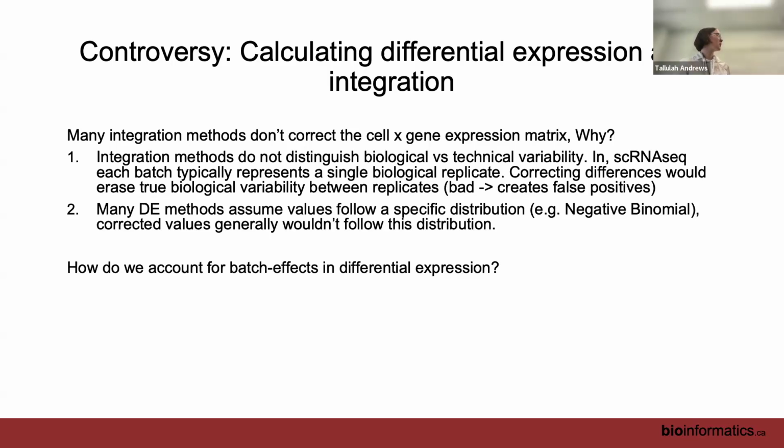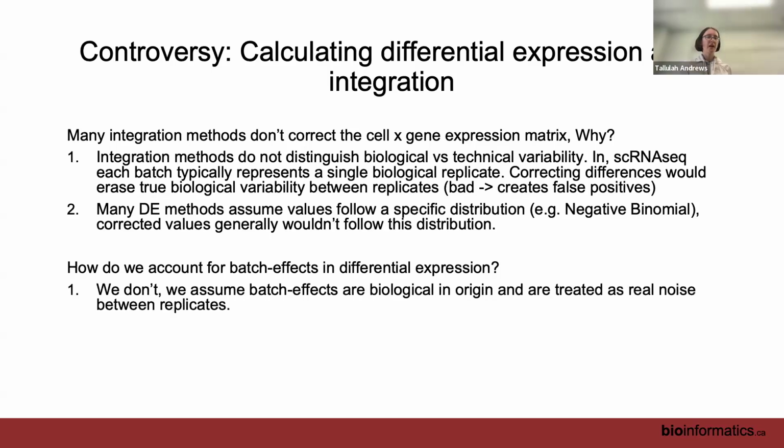So how can we account for batch effects in differential expression? Most of the time, we just don't. We leave them in, we assume they're mostly biological in origin, and treat them as real noise between replicates, because that's safer. If you assume that, then the worst case scenario is you miss something. You're not going to get false results.